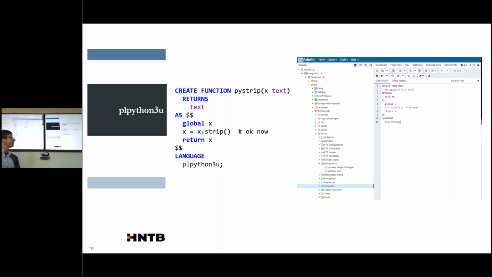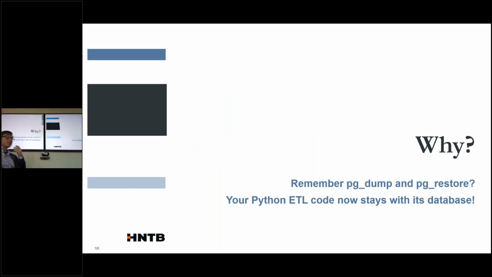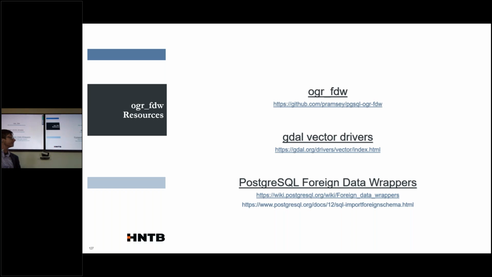Why would you want to do something like this? This is an example of a Python strip function that's stripping text of whitespace. So remember the pg_dump and pg_restore, where we dump out all of the data in the database and restore it to a new server? Your Python ETL code, so anything that goes out and finds data and reads it into the database, now stays with your data too. So there's your symbols, your projects, your layers, and all of the code, and it's all in one database together, and it's just incredibly powerful and convenient.